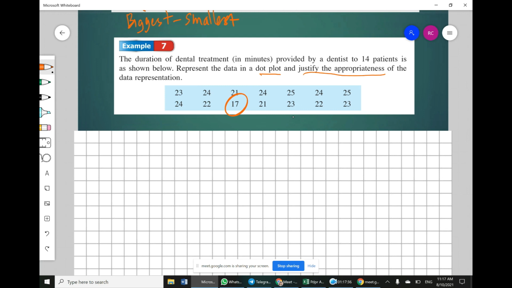25. Very good. 25 is the biggest. Okay, so in between these two, we have to use 25 minus 17. How much is 25 minus 17? How much? 8. 8, correct. We will have to divide the horizontal line into 8 equal parts.